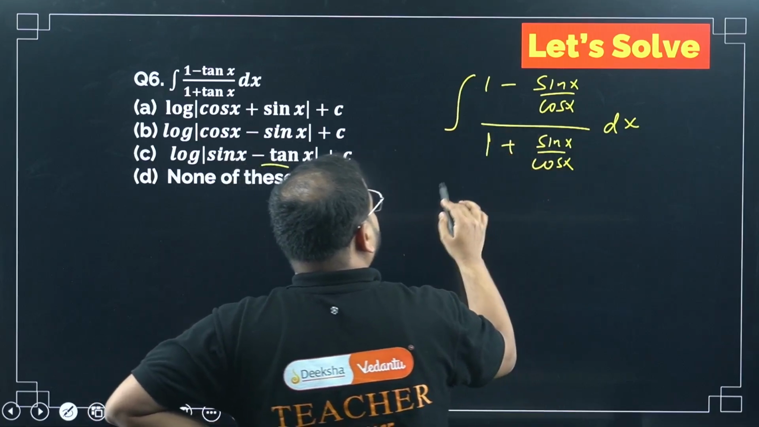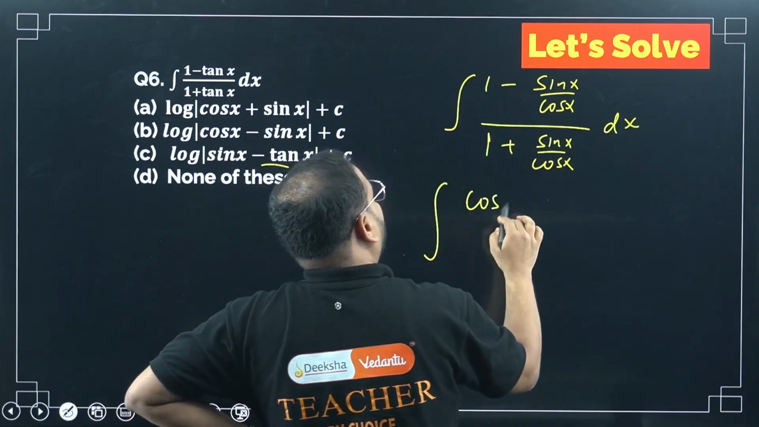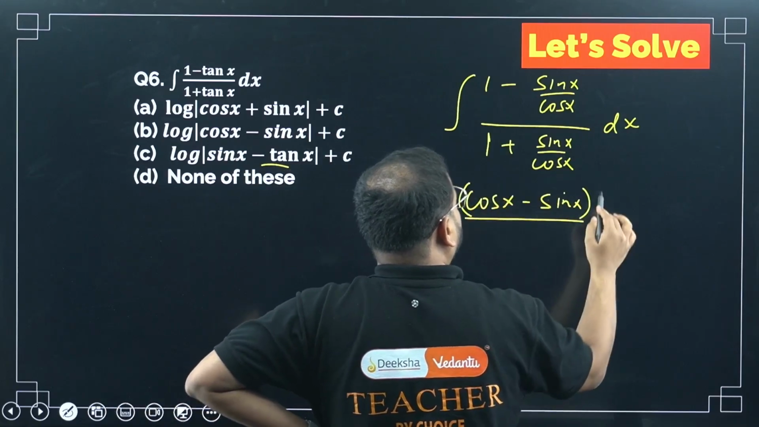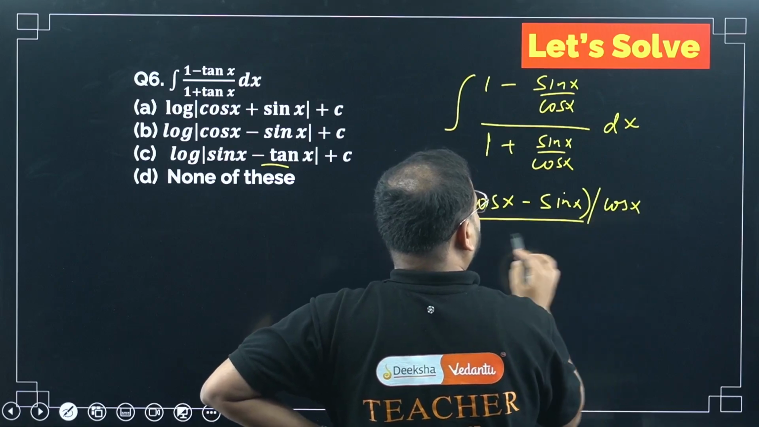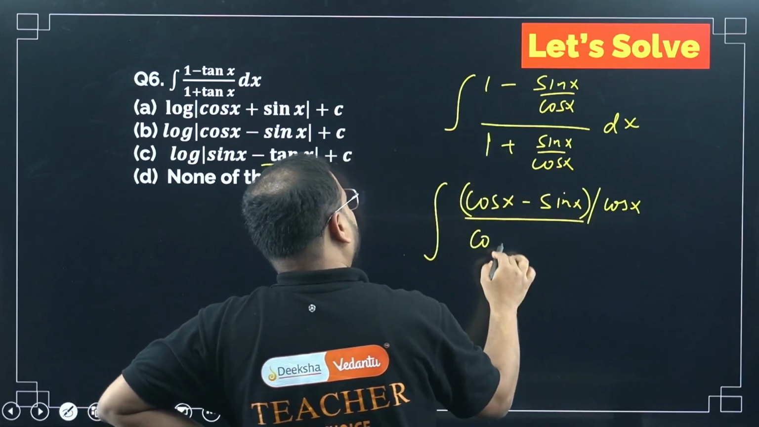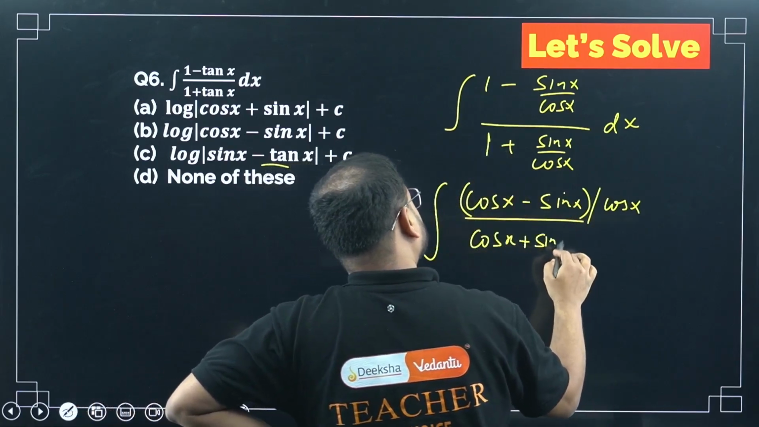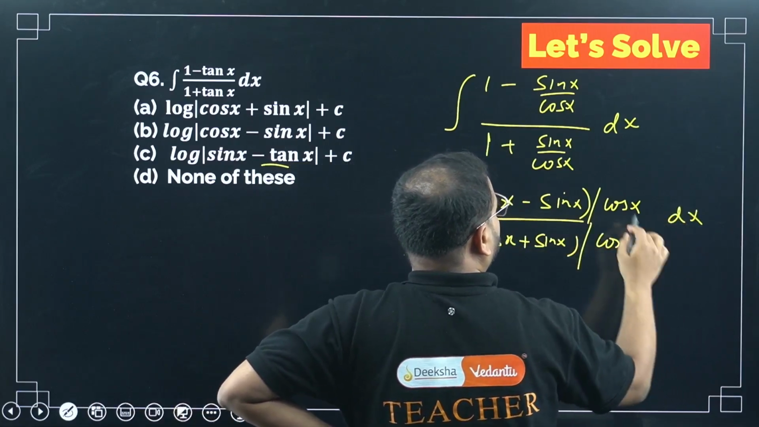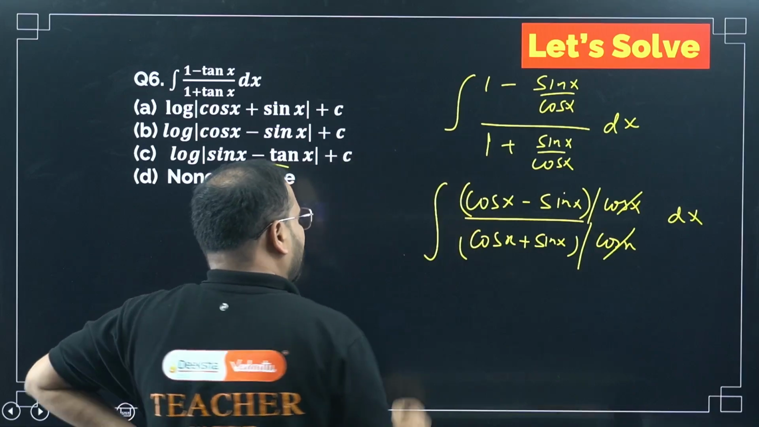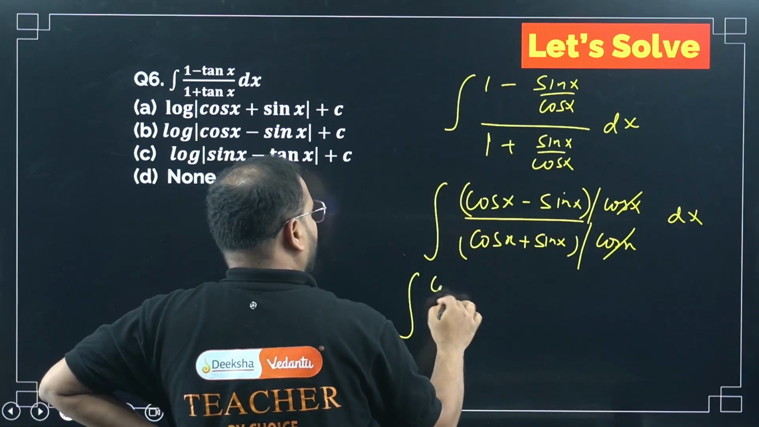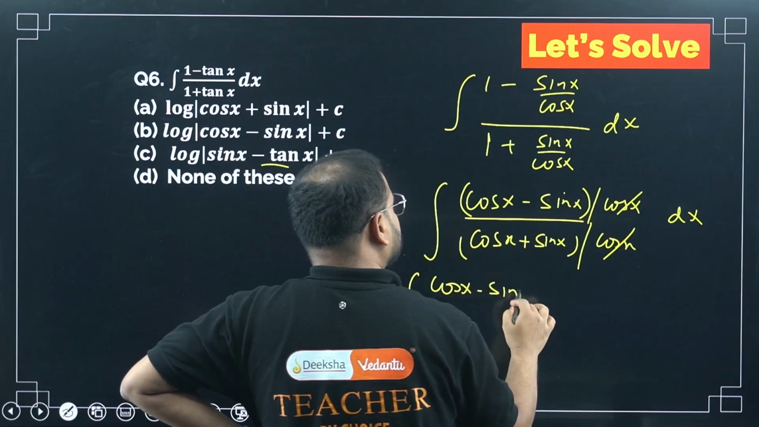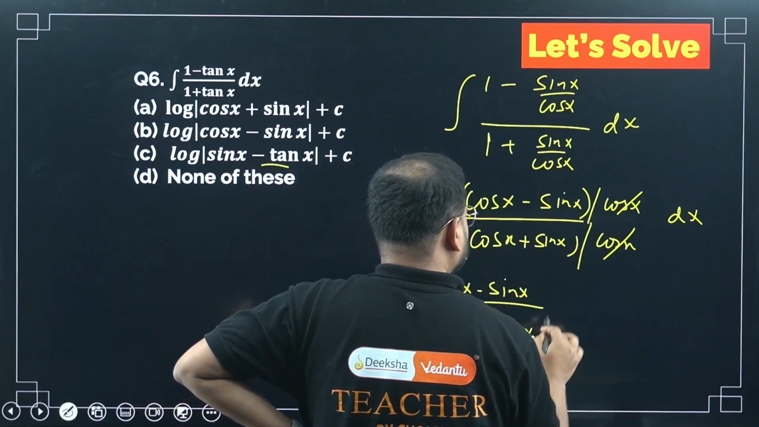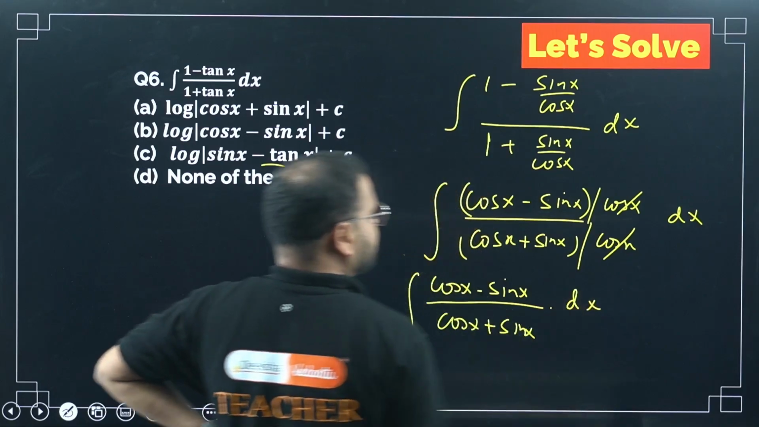So take LCM here. Integration will become cos x minus sin x, numerator part, by cos x, and over here it will become cos x plus sin x upon cos x dx. Cos x goes out. What am I left with now? I'm left with cos x minus sin x upon cos x plus sin x dx.